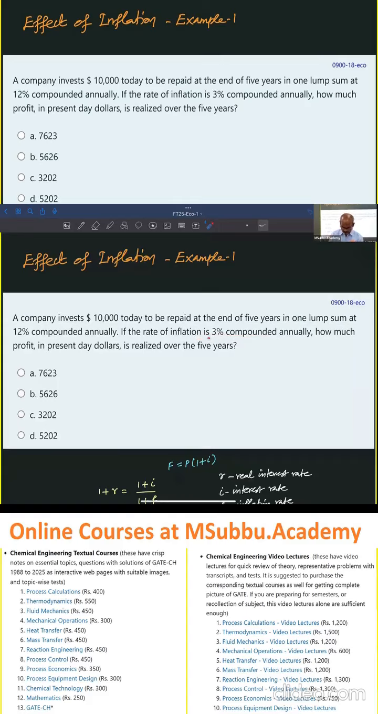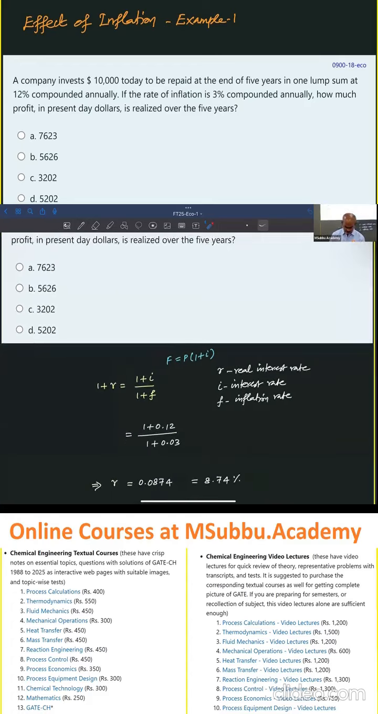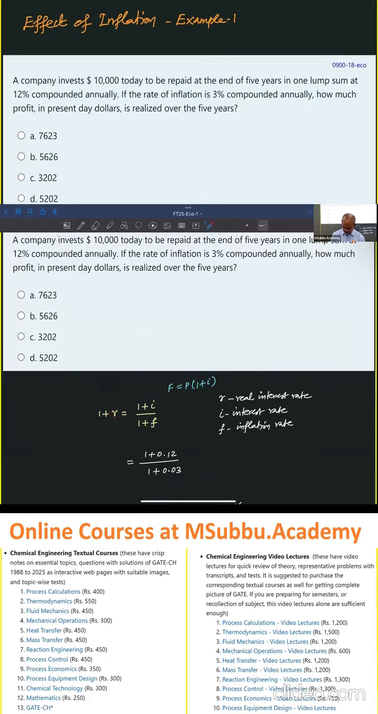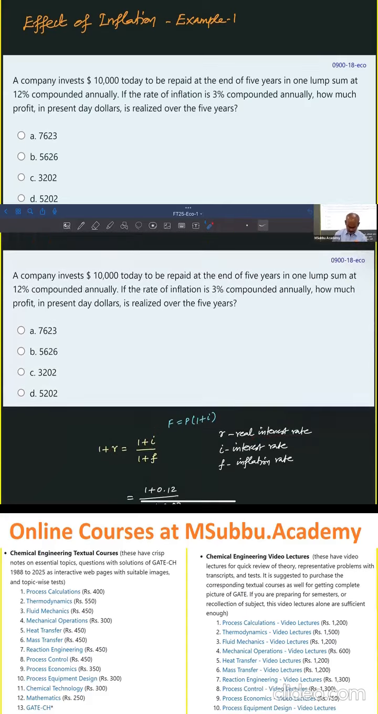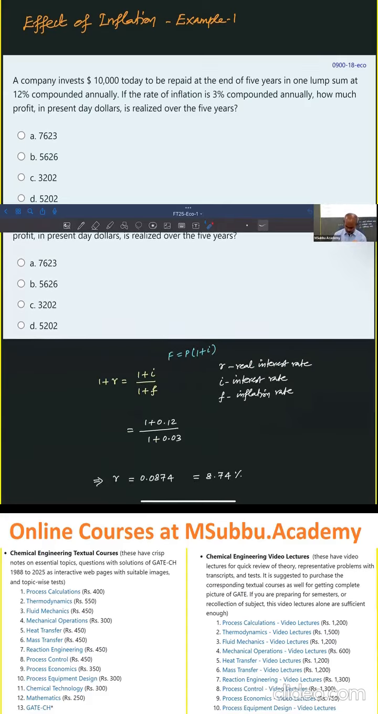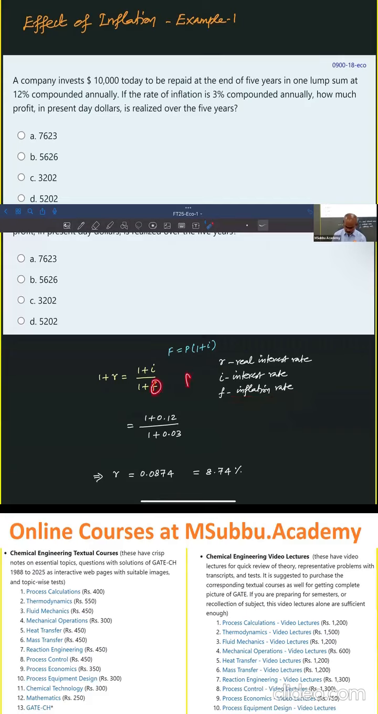So if the inflation is also 3%, then how much is the actual profit one is going to get in the period of 5 years? So for that, say R is going to be the real interest rate. This I is the given interest rate, whereas there is also inflation. So inflation is taken as F.